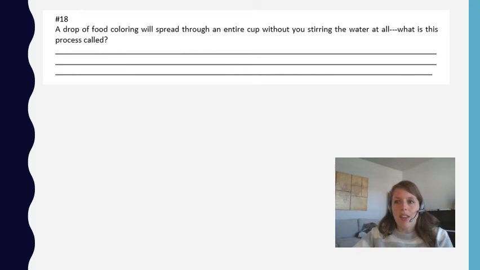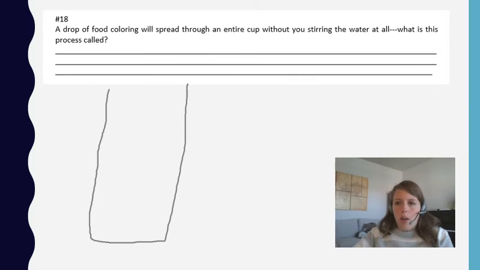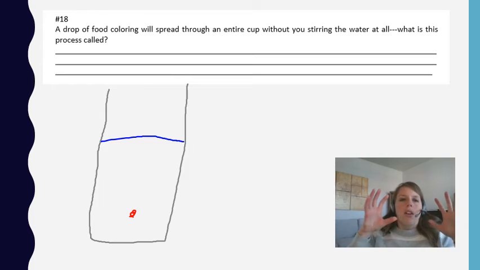All right, we actually even did this experiment, number 18. A drop of food coloring will spread through an entire cup without you stirring the water at all. What is this process called? Well, we actually kind of already discussed this earlier in the video. We talked about how, you know, first off, liquid molecules are always moving, right? So if I put a drop of red food coloring down at the bottom of this cup, is that red food coloring just going to stay there? No, it's not. It's going to diffuse. And so this process we're talking about is called diffusion. Okay?